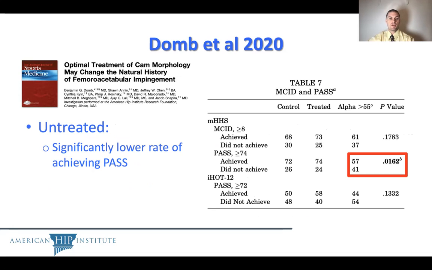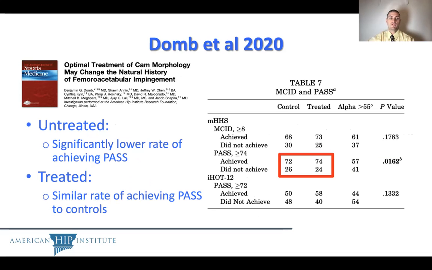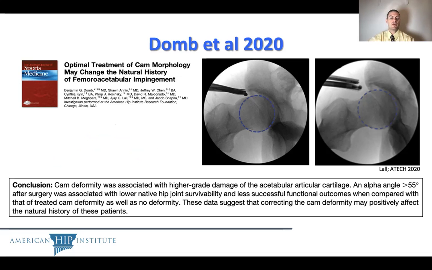When we evaluated the patient-reported outcomes, we found that the untreated group demonstrated a significantly lower rate of achieving PASS for modified Harris hip score, whereas the treated group demonstrated a similar rate of achieving PASS to that of the controls. So the takeaways from this study is that an untreated CAM deformity was associated with lower native hip joint survivability and less successful functional outcomes. In contrast, correcting that CAM deformity may result in an improved natural history for these patients.